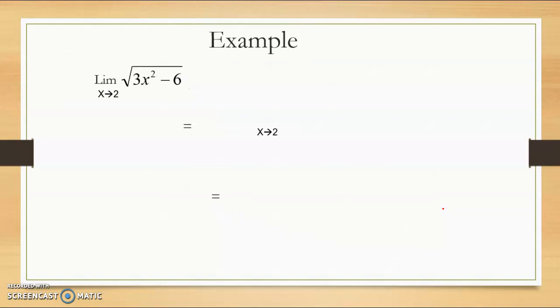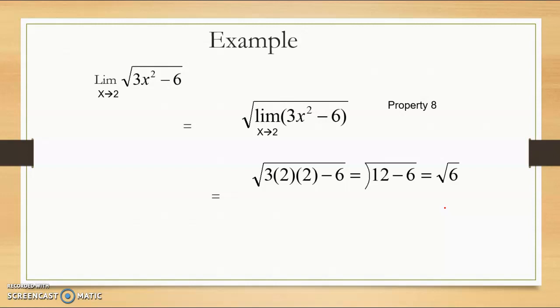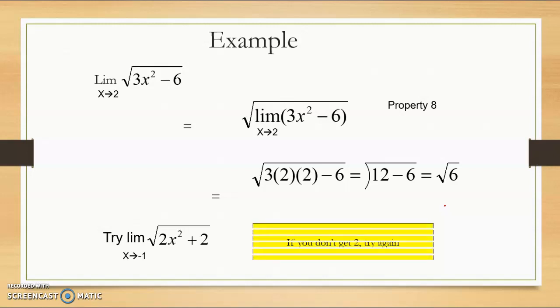Next example, if it is the square root function and x goes to 2, we can do direct substitution or use the properties and get the solution of square root of 6. Now your turn. If you get the answer of 2, you are done. If you don't get it, please try it again.